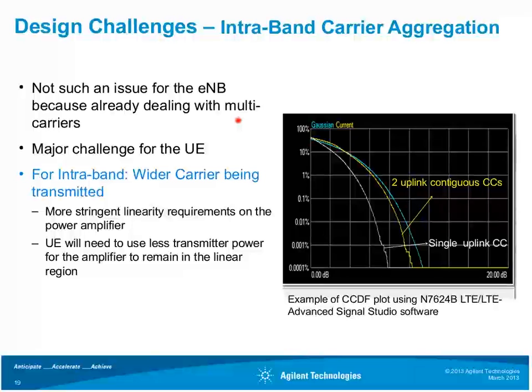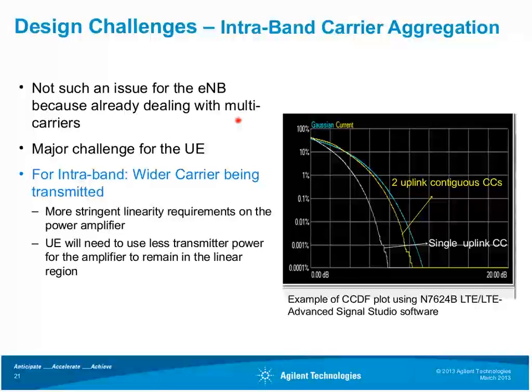So from an RF perspective, intra-band contiguous aggregated carriers have similar properties as corresponding to a wider carrier being transmitted and received. So it's just wider in the frequency range. On the right is a CCDF, or a complementary cumulative distribution function. A point on the CCDF curve indicates the probability, as a percentage of individual power measurements, that the signal will reach a given peak level above the measured average power level.